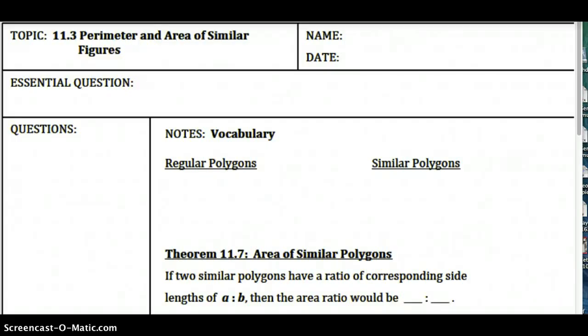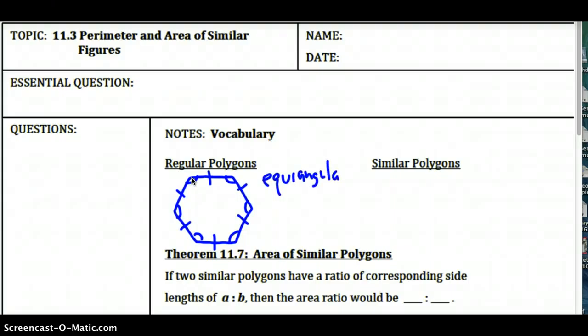Section 11.3, perimeter and area of similar figures. First, some vocab here. Regular polygons are equilateral, equiangular polygons. They look like, for instance, if I did a hexagon, I would do this and I would mark all the angles congruent and mark all the sides congruent. Okay, equiangular. And equilateral. Okay? But again, we need both there.